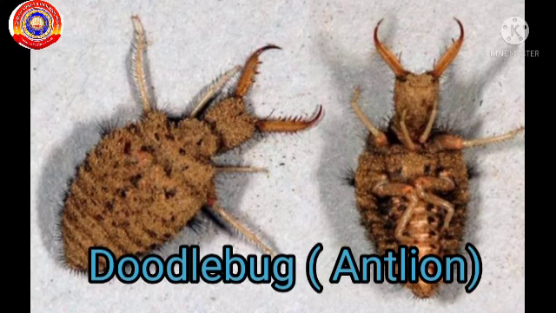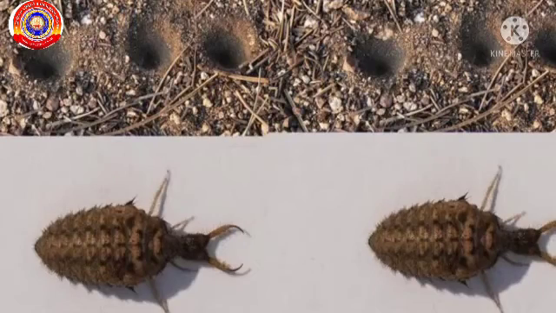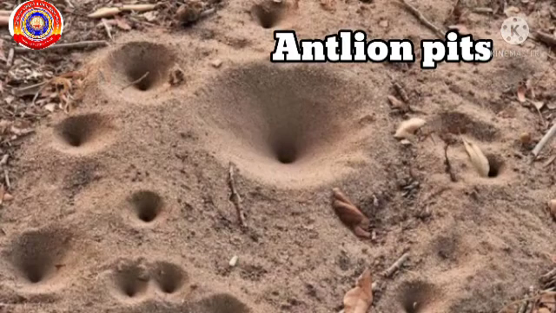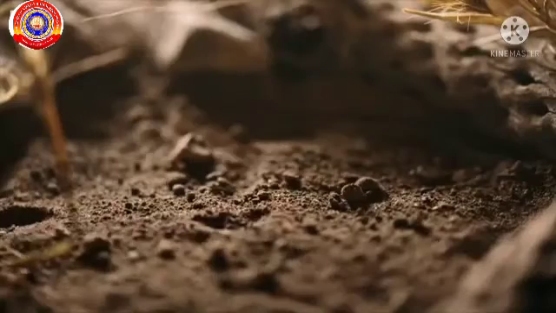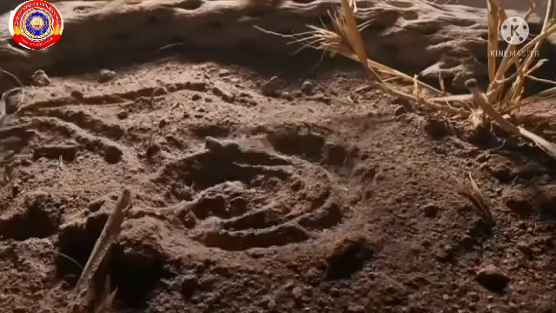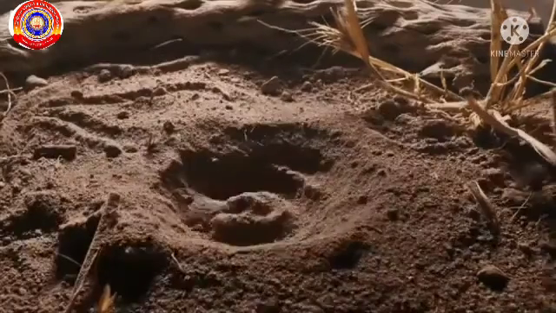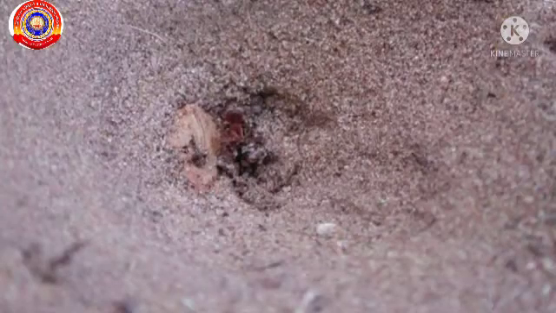Which is the next creature given in the textbook? Doodlebug, and its another name is antlion. And this antlion digs pits in dry soil. We can see the pits of this doodlebug, that is antlion, in our home yard. Look here, my little ones. In this video, we can clearly see how this doodlebug digs its pits. After digging the pits, the doodlebug will hide in the soil.